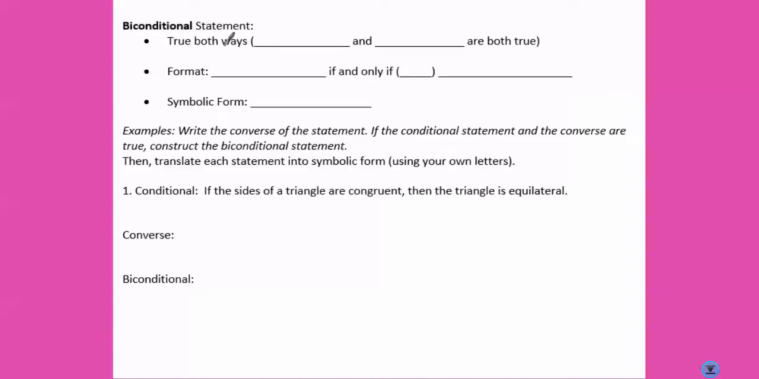A biconditional statement is true both ways, meaning the conditional and the converse are both true. The format for them is you will have the hypothesis, then if and only if, which is abbreviated IFF, and then the conclusion. Symbolically, we have P for our hypothesis, and then for if and only if, we use the double arrow, and then Q for our conclusion.